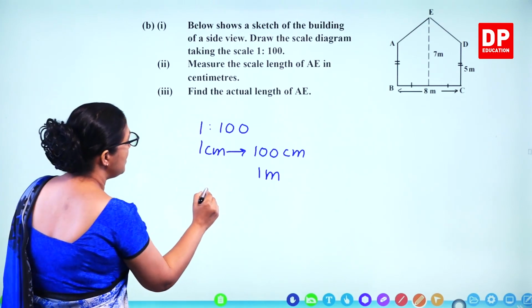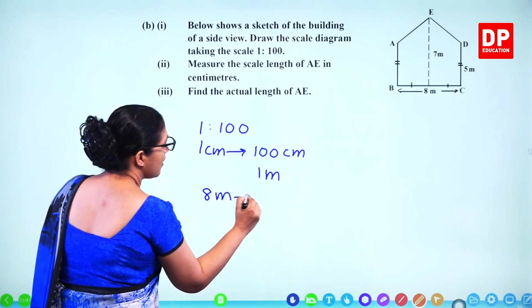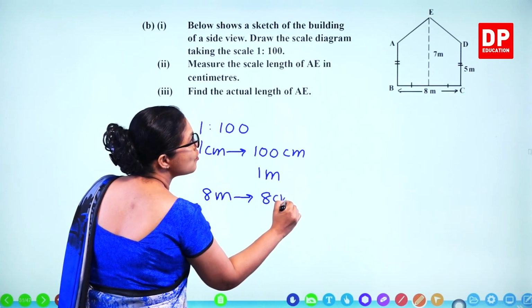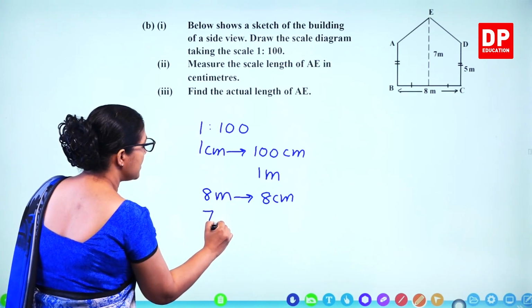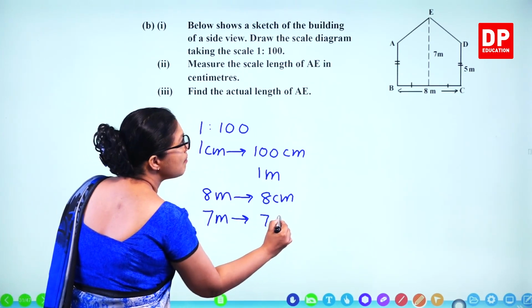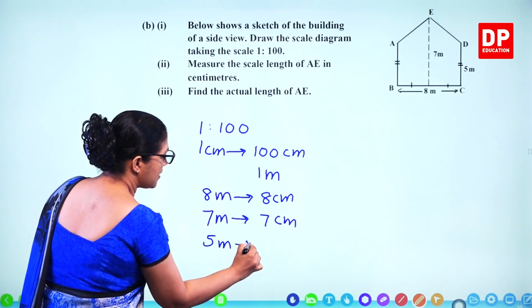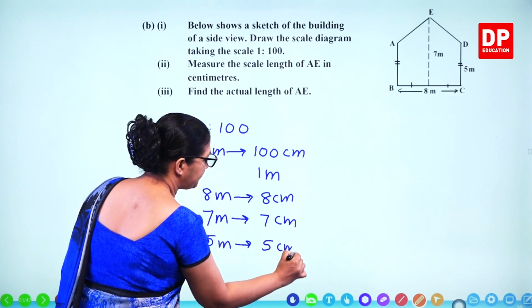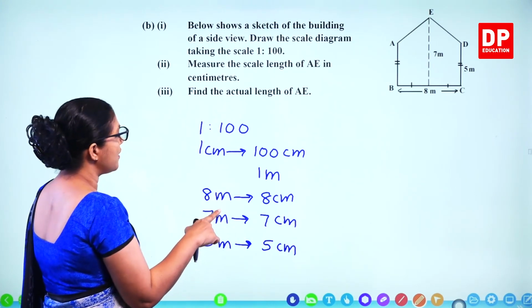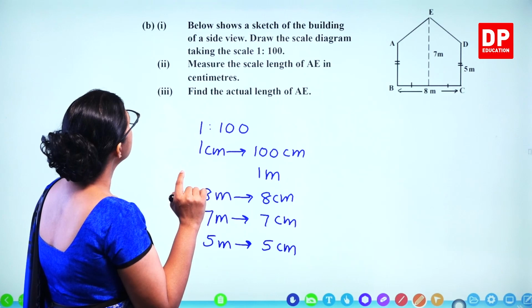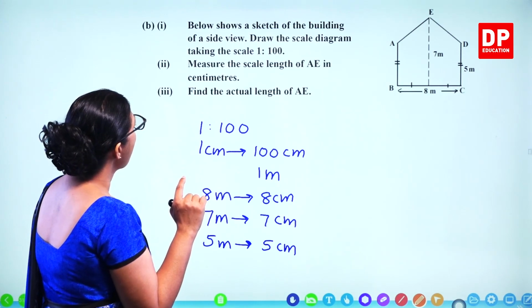1 centimeter represent 1 meter. So what about 8 meters? That means 8 centimeters you have to take. 7 meters means 7 centimeters. And you have 5 meters. That's 5 centimeters. Those are the measurements. Let's draw the scale diagram.